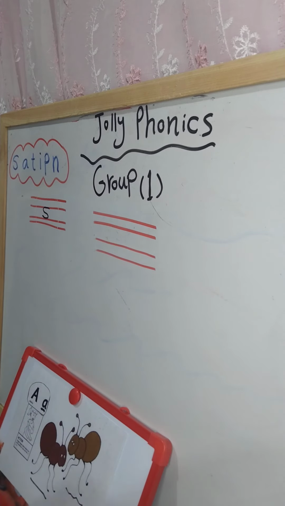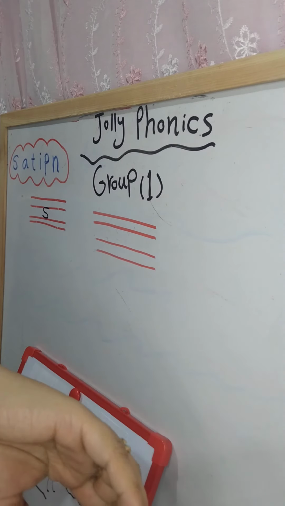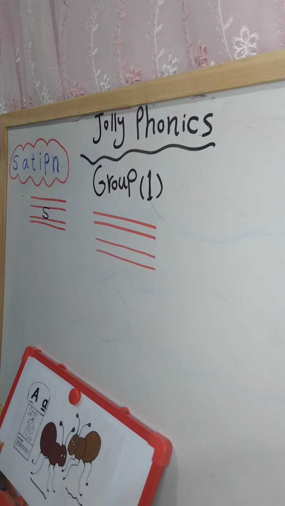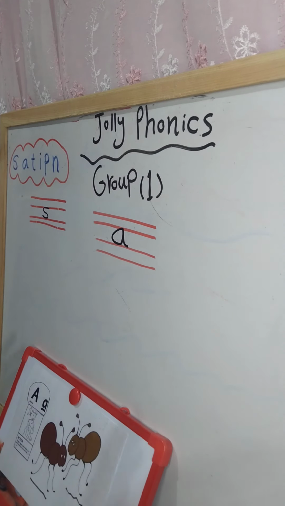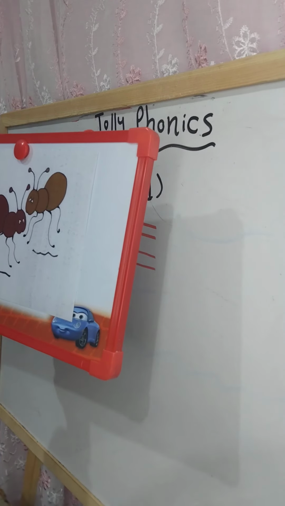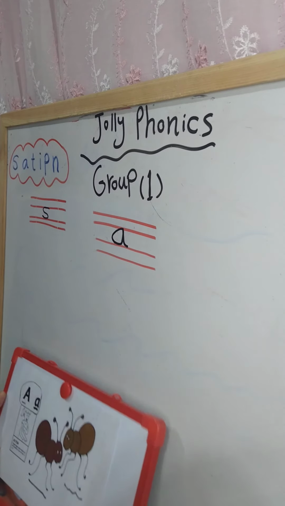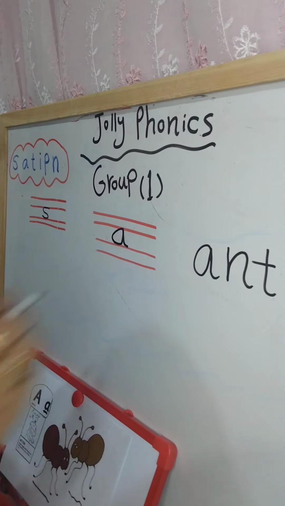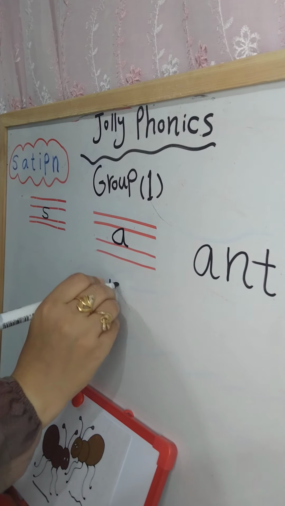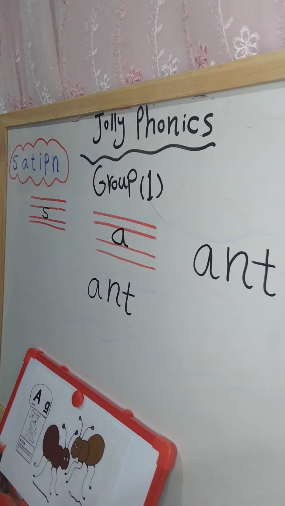Yes, this is the action. Do the action. Come on. So, which sound is it? It's a. The sound a. Yes, excellent. A for what? A for ant. Yes, ant. A for ant. Ant. Yes, excellent.